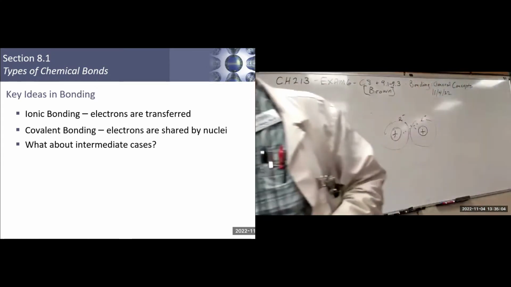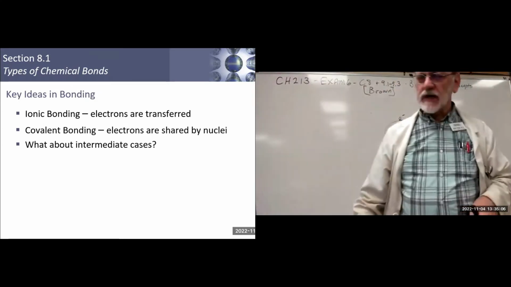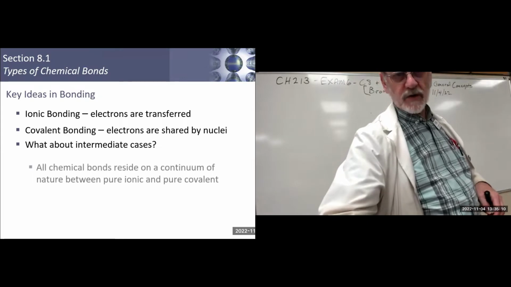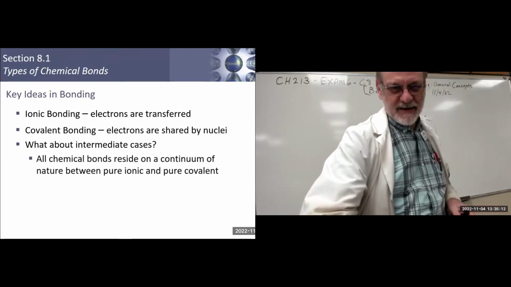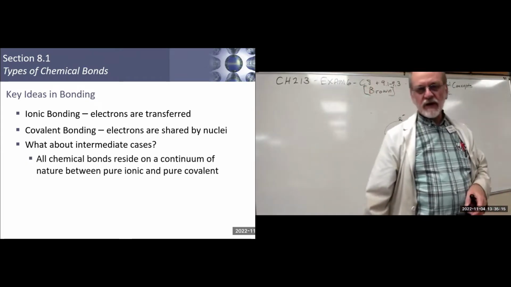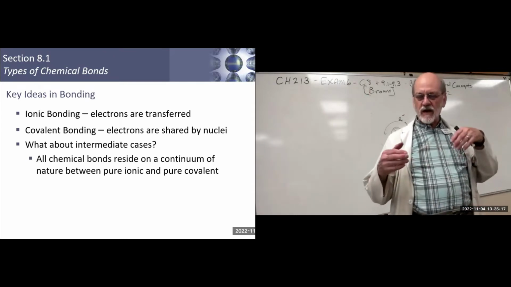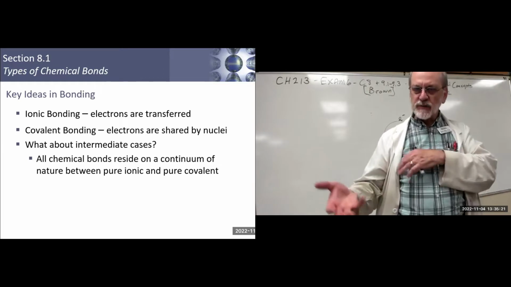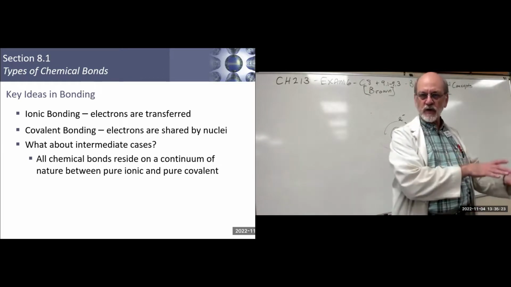Was that in our last, yeah, atomic structure and periodicity. I think we talked about that. If not, we're going to talk about it today. But all chemical bonds reside on a continuum between very close to pure ionic character, very close to pure covalent character.